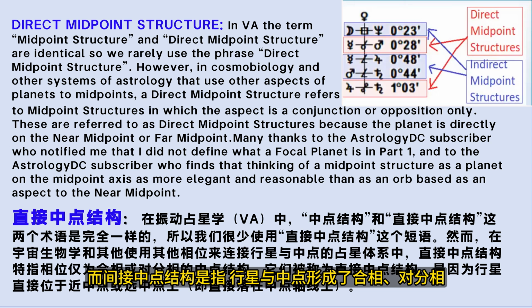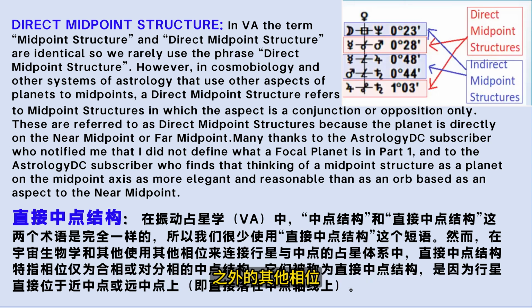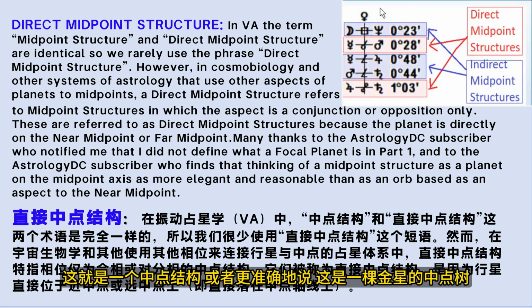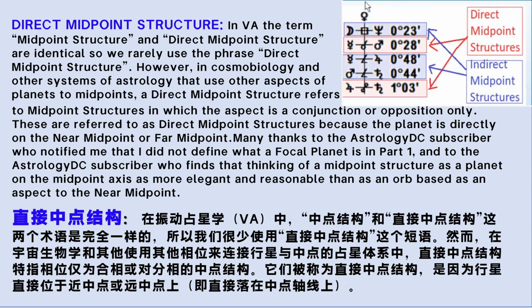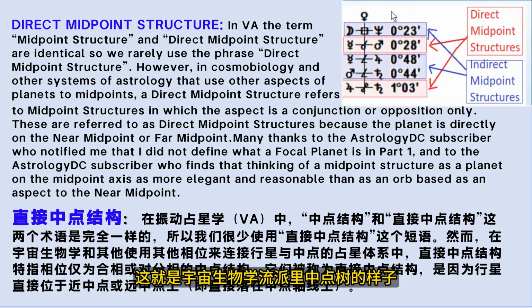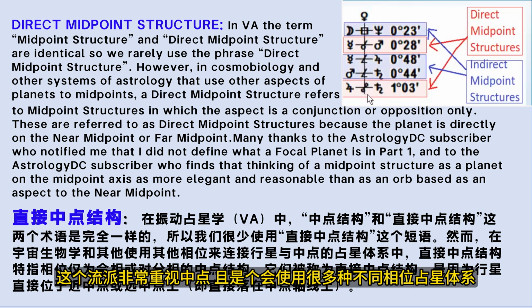And an indirect midpoint structure is when the planet makes some other aspect other than a conjunction or opposition to the midpoint. So let's look at this in the upper right corner. Here is a midpoint structure, a midpoint tree, for Venus. Venus is the focal planet. And this is what a midpoint tree can look like in what's called cosmobiology, a system of astrology that relies heavily on midpoints and does use other aspects.